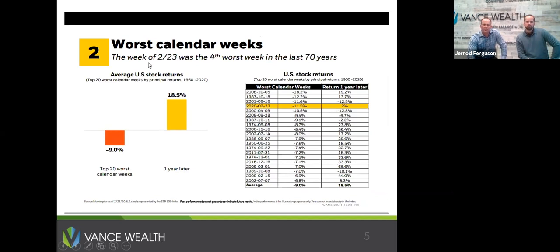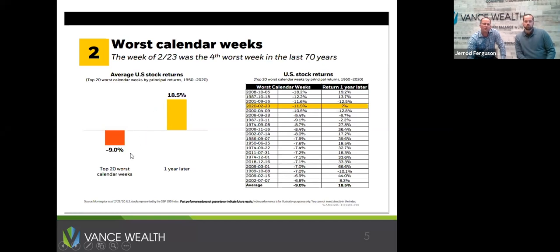The other thing it shows is the worst calendar weeks. The week of February 23rd was the 4th worst week in the last 70 years. So again, why we're here today is because of this volatility. We saw the market sell off about 11.5%, and I think what's concerning to people is the fact that it has been so volatile.